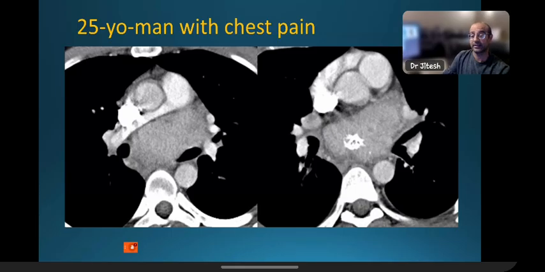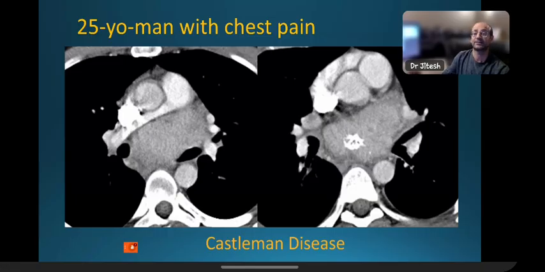So differential diagnosis again: could this be a paraganglioma? Yes, this could be a paraganglioma again. Could this be hypervascular lymphadenopathy? Yes, that's possible, right? So one thing we should think about when we see a hypervascular mass in the visceral mediastinum is Castleman disease.